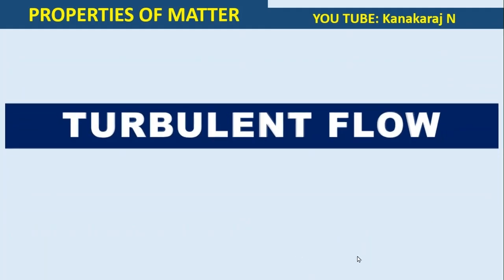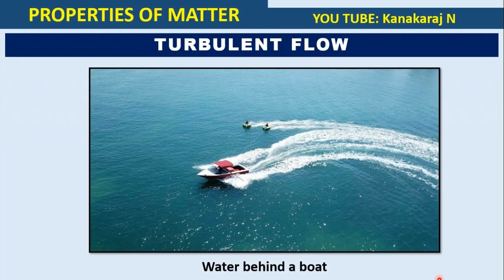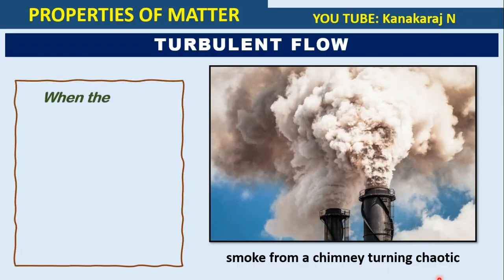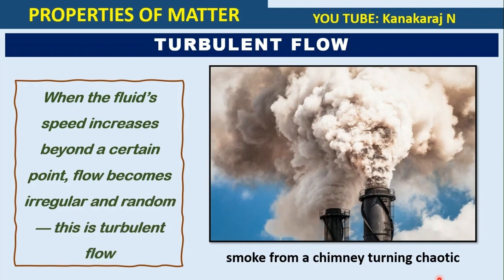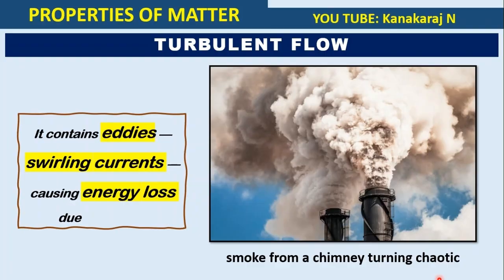Turbulent flow. Water behind a boat. Look at how the water behaves behind the fast moving boat. Similarly, smoke from a chimney turning chaotic. When the fluid speed increases beyond a certain point, flow becomes irregular and random. This is turbulent flow. It contains eddies, swirling currents, causing energy loss due to friction.